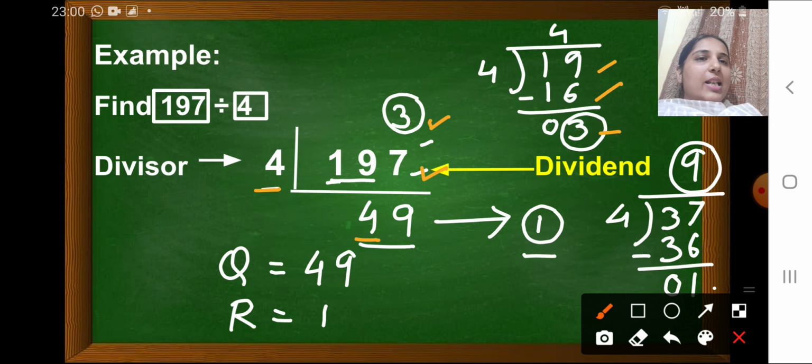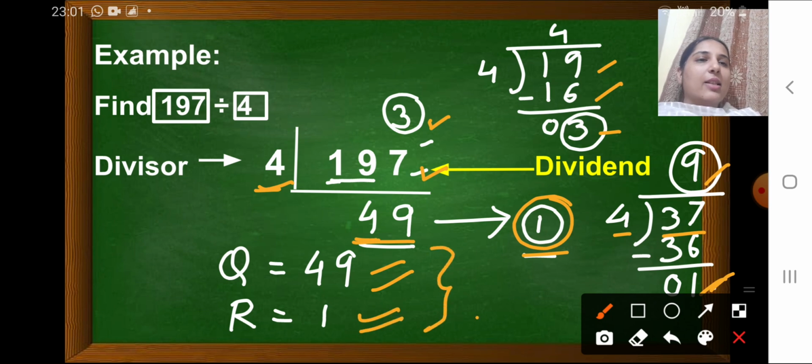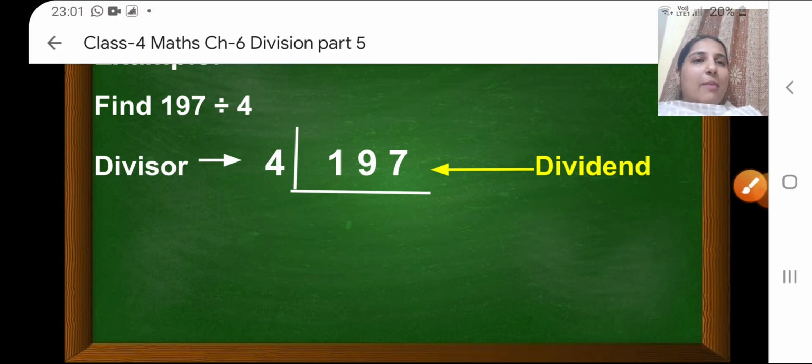Now again that 37 we will divide by this divisor, which is 4 here. So 37 divided by 4. So how many times? 4 9s are 36. So when we will subtract that 36 from 37, we will get 1 here. That one we will write here as remainder. Okay, and the number which is obtained here is our quotient, and that one here is remainder, which we will write like this. Okay children, now let's see one more example.